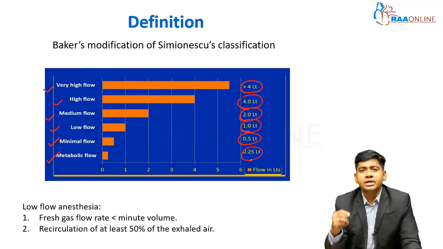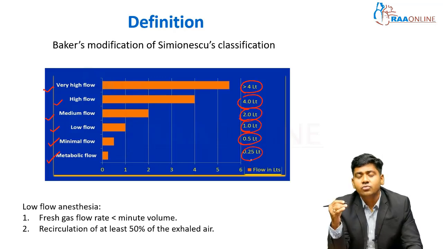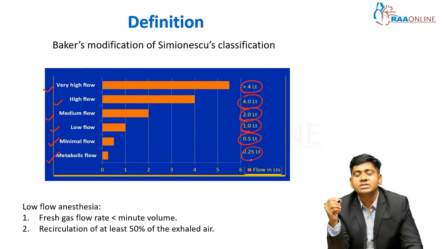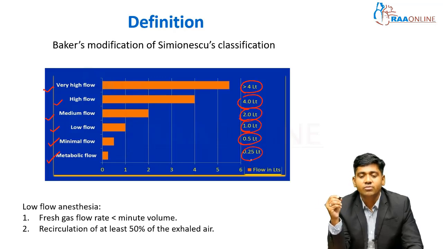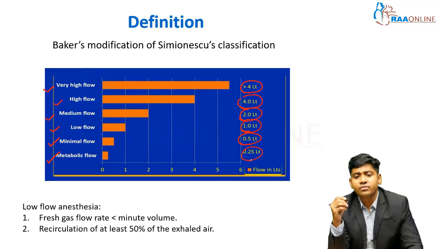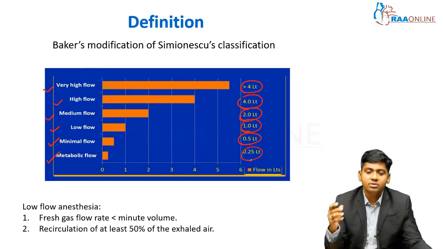In the exam also you can write what are the types of low flow anesthesia. Low flow anesthesia is of 3 types: low flow, minimal flow, and metabolic flow. 1 liter, 1 to 0.5, and 0.5 to 0.25, or less than 0.25 is metabolic flow. So when we use 0.25 liters of gas, it is sufficient to meet the normal metabolic requirement of the body. Therefore it is known as metabolic flow anesthesia. And low flow is around 1 liter.